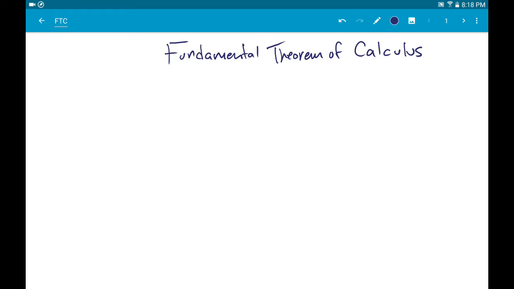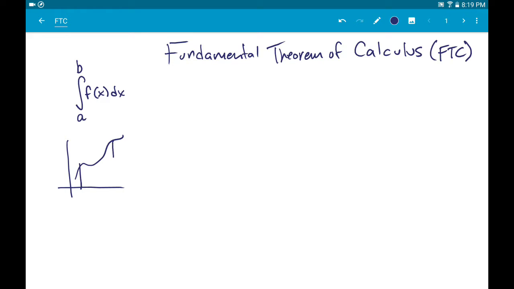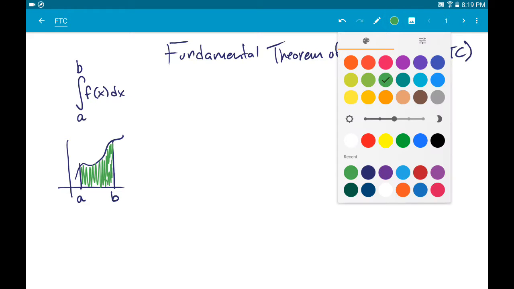Alright, here we are, Fundamental Theorem of Calculus, also called FTC for short. Consider the integral from a to b of some function, and just recall that the integral is the area under the curve. And so if we just put a visual to this quickly, let's see if I can get a different color. Our goal today is to try to find a way to find the exact area under the curve. And this is the proof that's going to get us there.